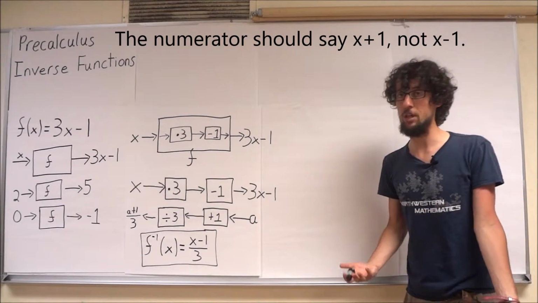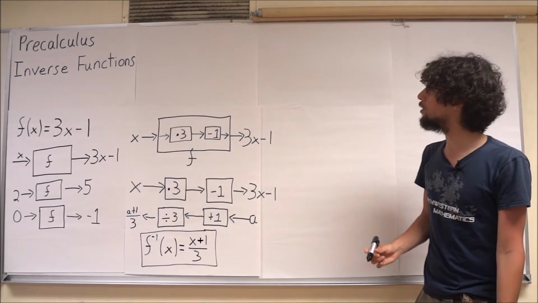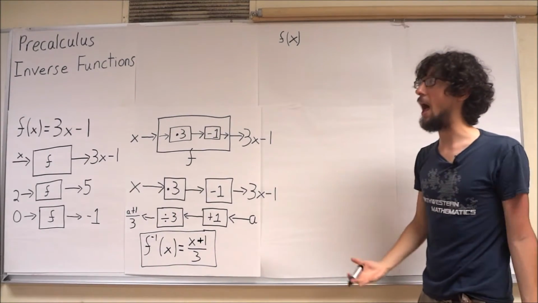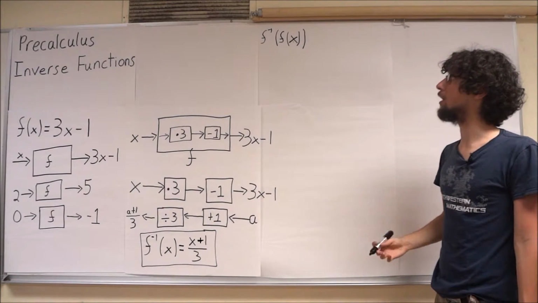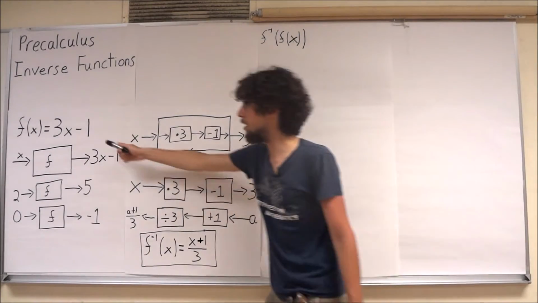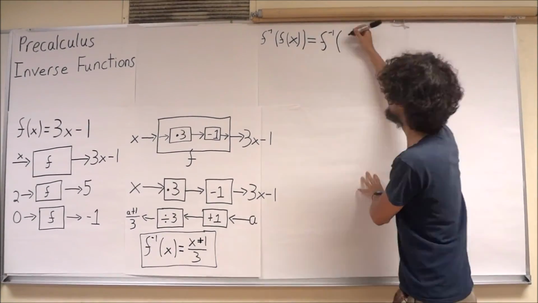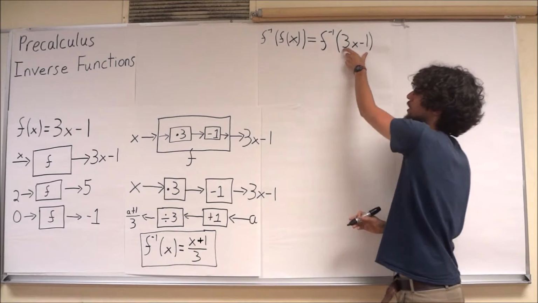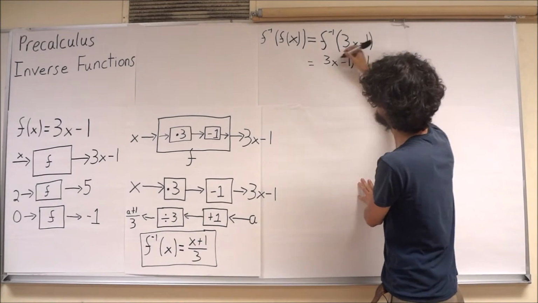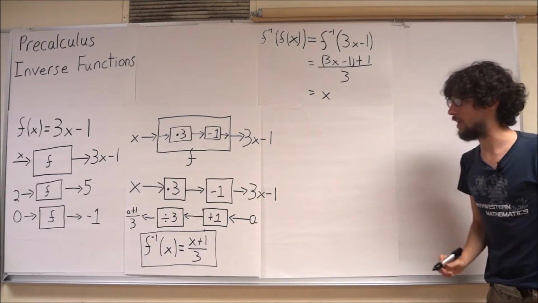Now, the key property of inverse functions really is that they undo the original function. In other words, if I start with x, then apply f, and then apply f inverse, I should get back to my original x. Let's check that that works using this f and this f inverse. I've replaced f of x with 3x minus 1, and now I apply f inverse to this. Just as I had hoped, I have that f inverse of f of x is equal to x.